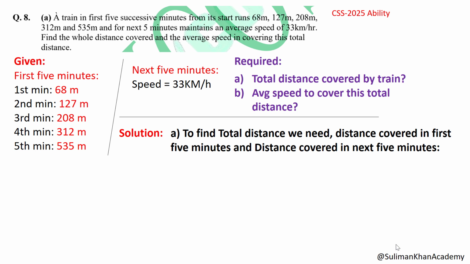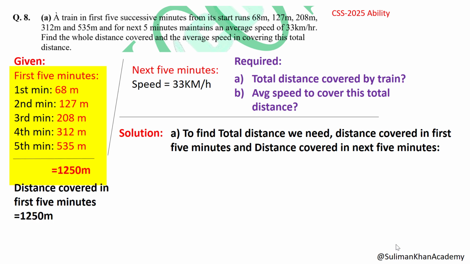So let's determine the distance covered in the first 5 minutes, and that is already known. What we have to do is just sum them all: 68, 127, 208 meters, 312 of course, and then lastly we have 535 meters. So this is actually 1250 meters, the distance covered in the first 5 minutes.